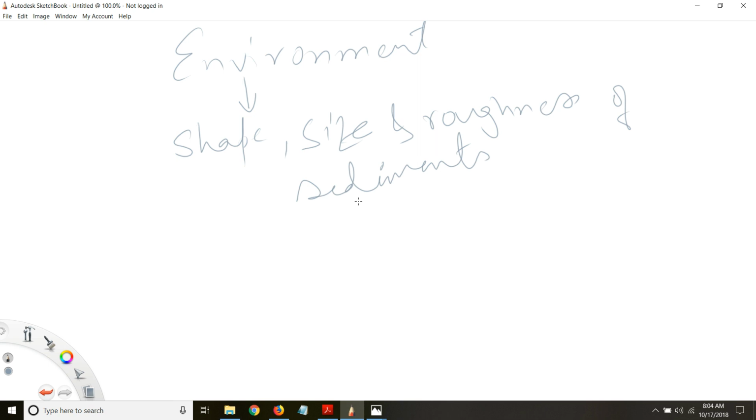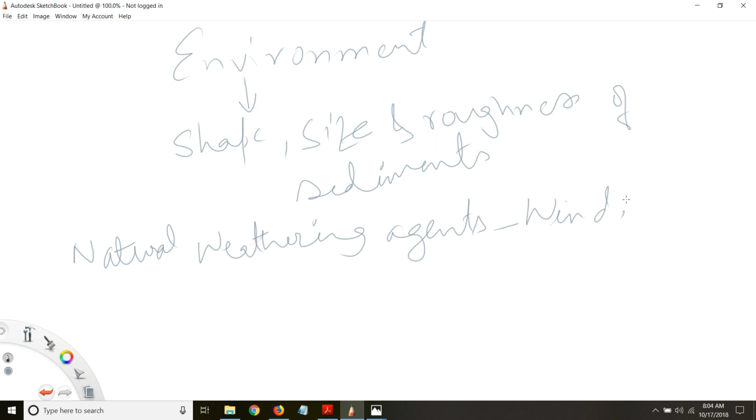Now let's try to understand that. Remember, there are these natural weathering agents. Make sure you remember this; this will be in your exam. Natural weathering agents are wind, rain, waves, glaciers. Wind, rain, waves, glaciers. These are our major natural weathering agents that cause weathering of the sediment.